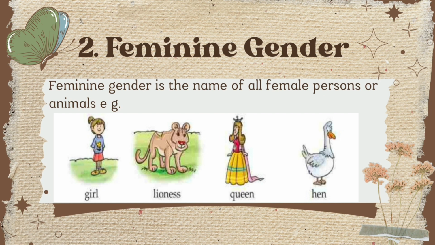Number 2, feminine gender. Feminine gender is the name of all female persons or animals. Example: girl, lioness, queen, hen.